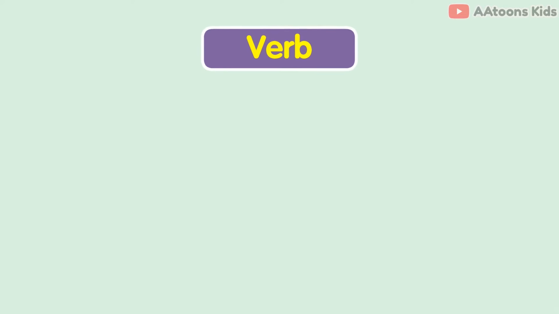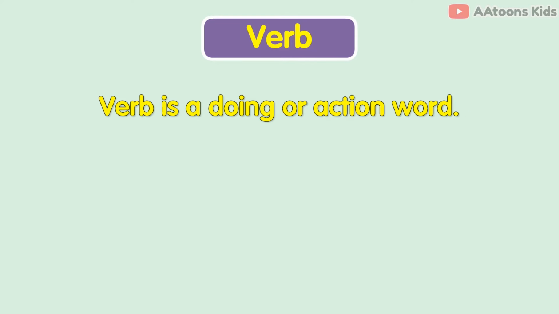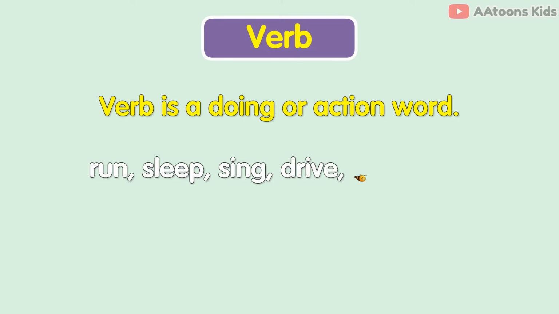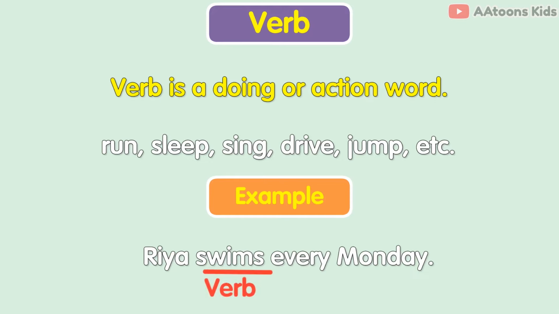Verb. Verbs are doing or action words. Examples of verbs: run, sleep, sing, drive, jump, etc. Ria swims every Monday. In this sentence, swim is a verb and swimming is an action done by Ria every Monday.